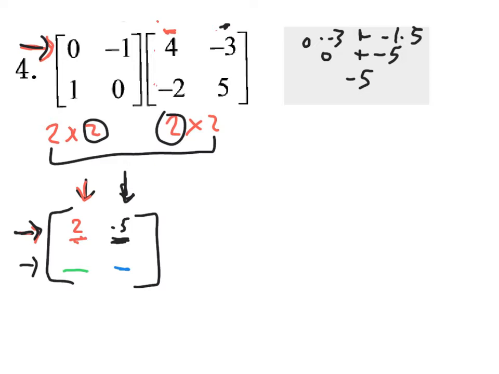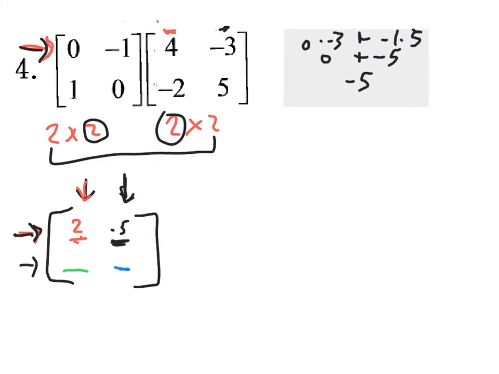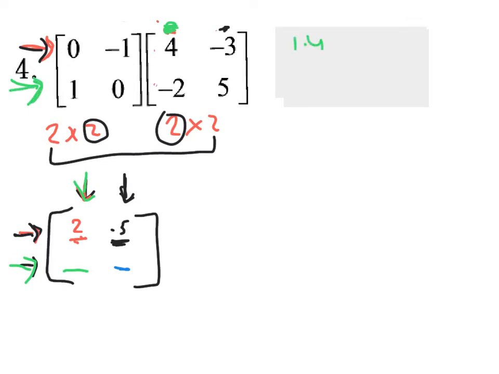The next spot we should fill in is the bottom left. That says second row, first column. So that's second row, first column. And multiply element to element. So that's second row, first column, 1 times 4 plus 0 times -2, 4 plus -2, or 2.